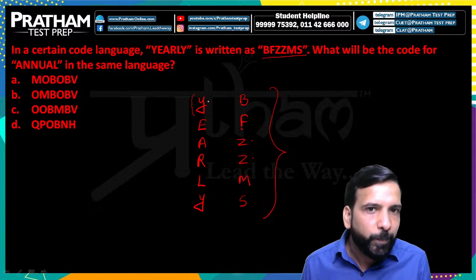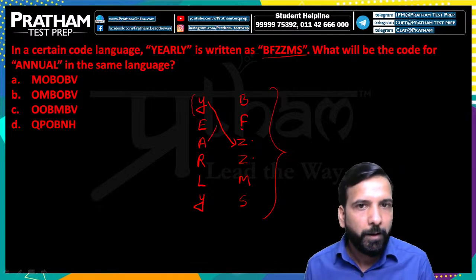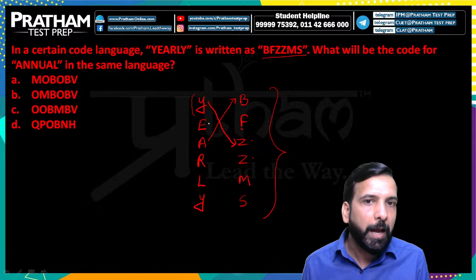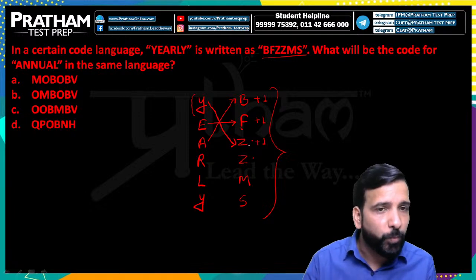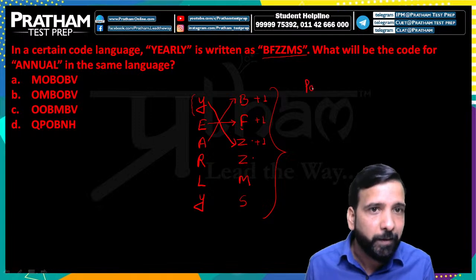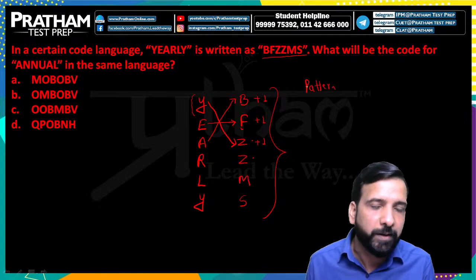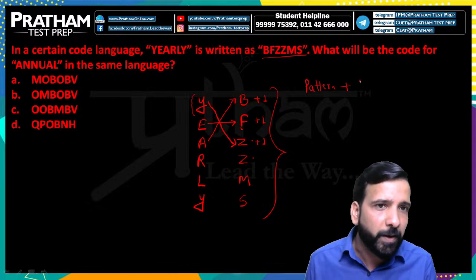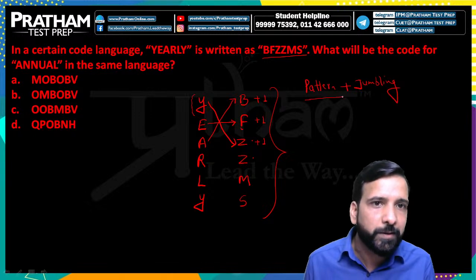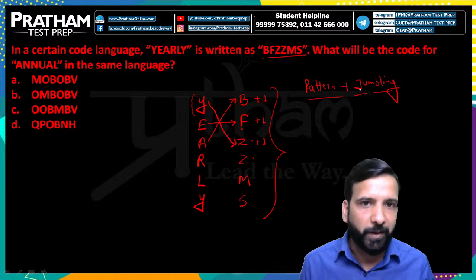So, try to apply this logic here. Y plus 1 is Z. A plus 1 is B. And E plus 1 is F. So plus 1. What we have given? Pattern plus jumbling. Both the logic हम साथ में use कर रहे हैं. During classes आपने देखा होगा, there is a logic of pattern substitution and also there is a logic of jumbling, right? जहाँ पर हम letters हमारे jumble हो जाते हैं. So here this logic is called pattern plus jumbling, right?